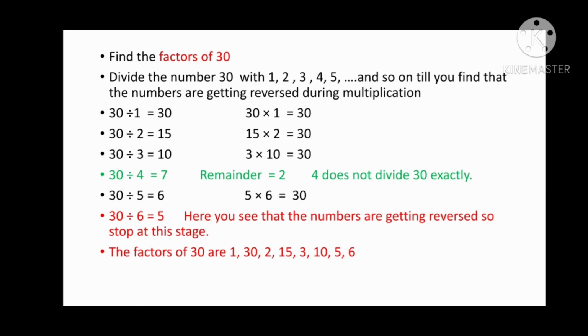Similarly, you have to find out the factors of 24. Right, what are the factors of 24? 1, 24, 2, 12, 3, 8, 4, 6. These are all the factors of 24. If more are there, you can find it, right? Similarly, you have to complete D, E and F also.